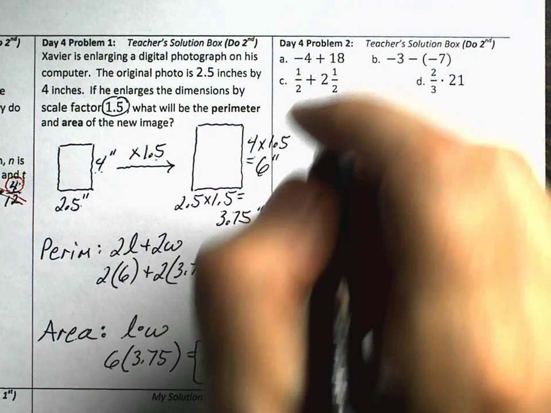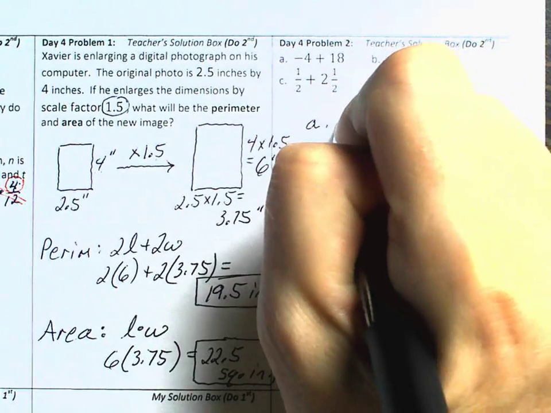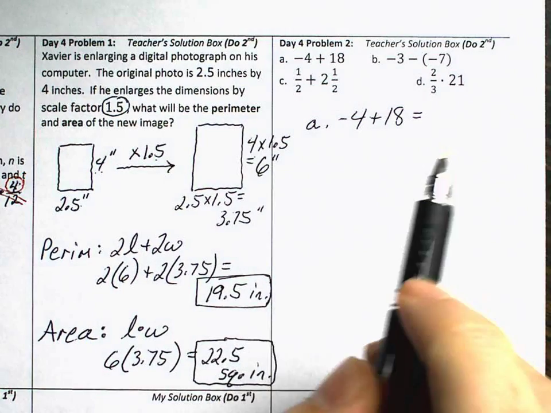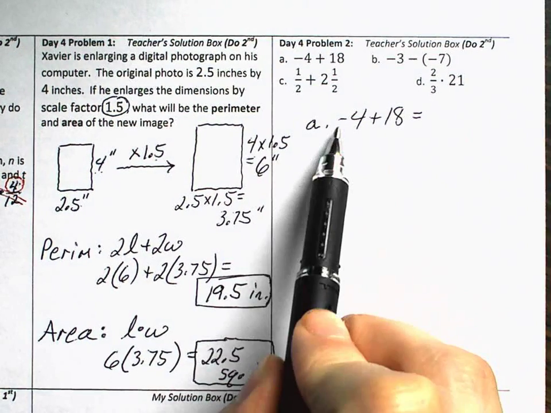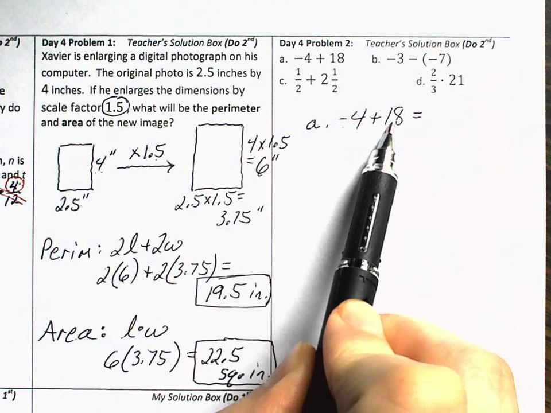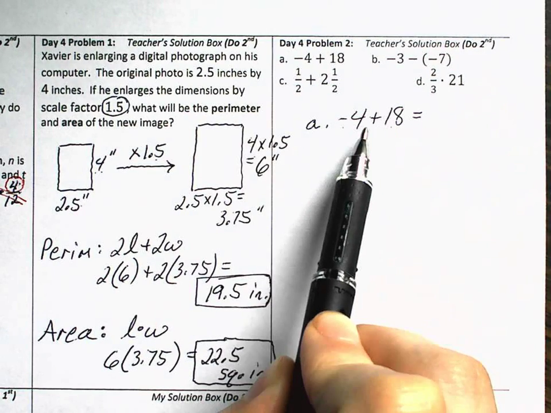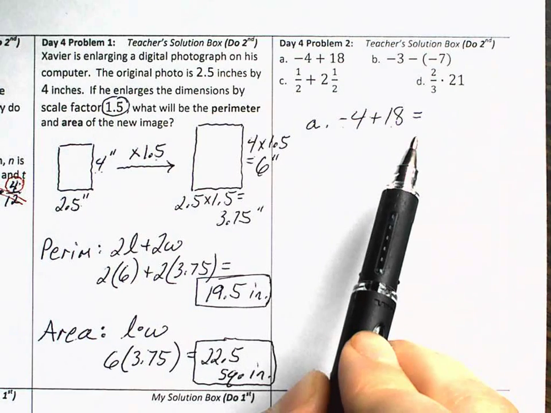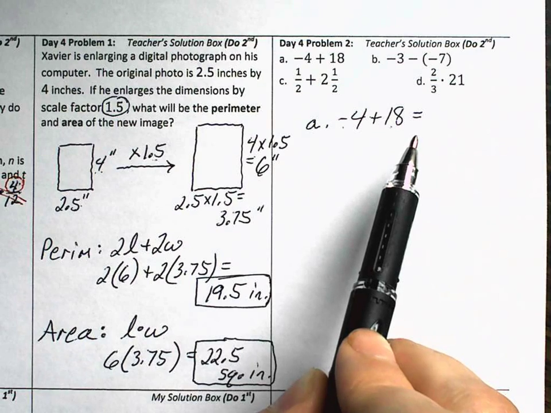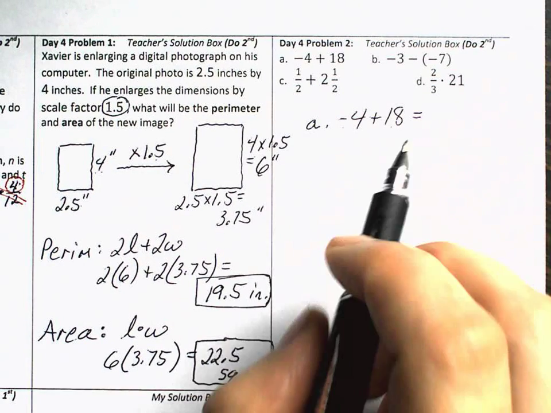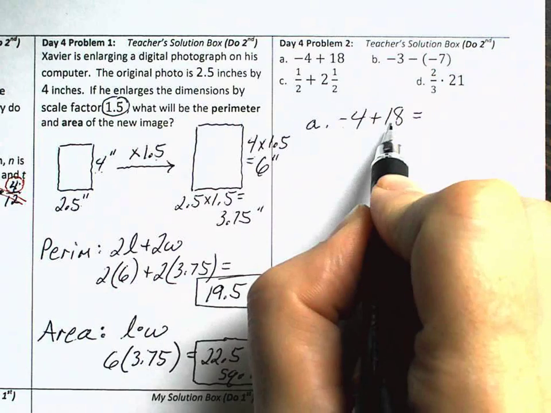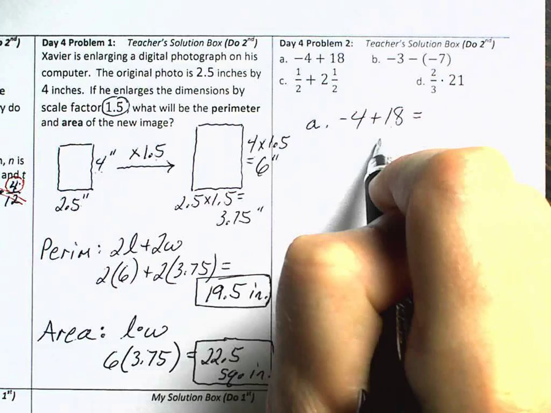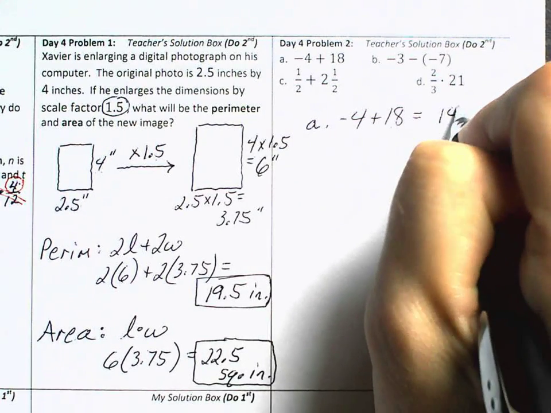Now, Day 4, Problem 2. Question A, -4 plus 18. This is an adding problem involving positive and negative numbers. This number is negative. This number is positive. These do not have the same signs. So when we add these numbers that do not have the same signs, really what's going on is a subtraction problem. It's almost like having 18 plus a -4, or 18 take away 4. That's 14.